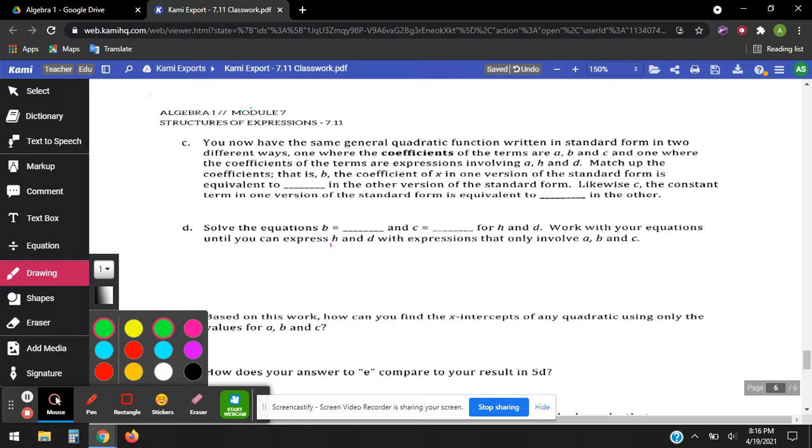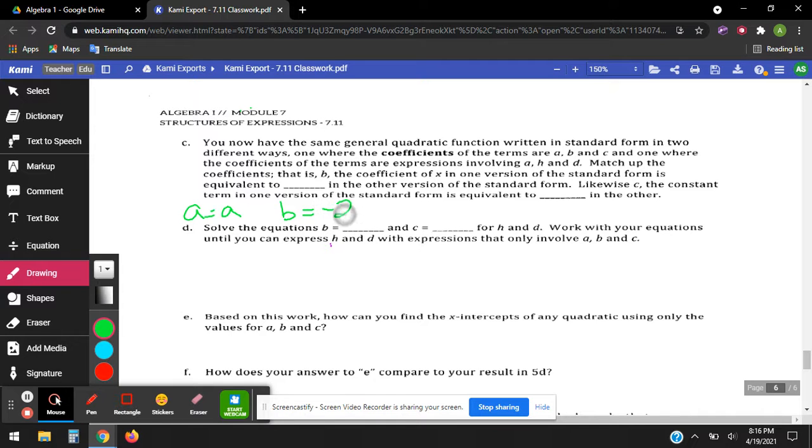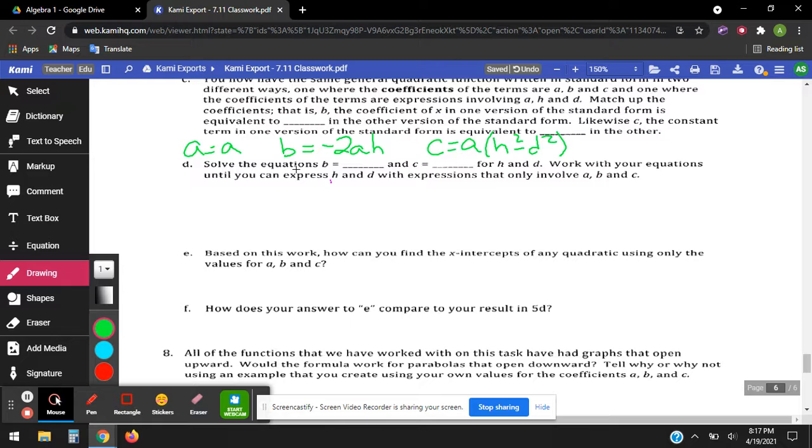You now have the same general quadratic function written in standard form in two different ways. One where the coefficients are a, b, and c. One where the coefficients involve a, h, and d. So here's where we're going to say a equals a, b equals negative 2ah, and c equals a(h squared minus d squared). Now we want to solve b and c for h and d, because h and d is what we put into our factored form. So we need to make sure everything works together.